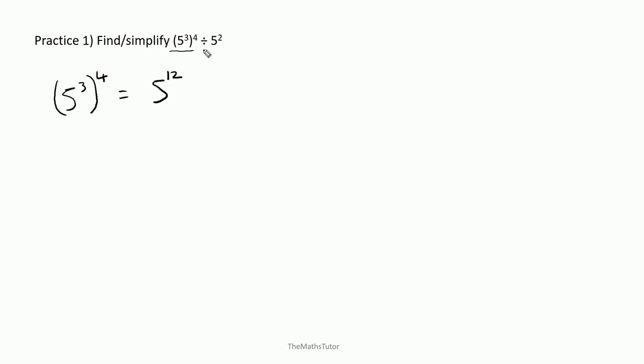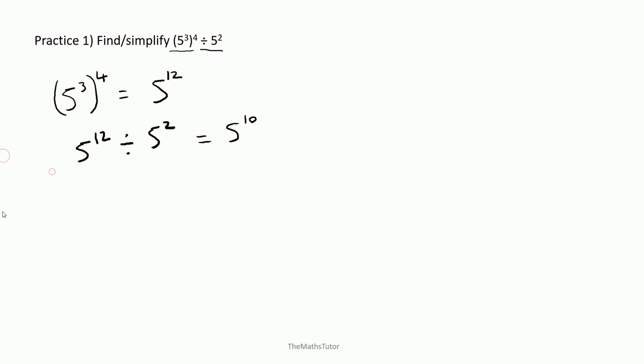And now I look at the second part. So we now have 5 to the power of 12 divided by 5 to the power of 2. So it's a divide, so you minus the powers, so this is equal to 5 to the power of 10. And as I say, this is more like something you might face in the exam, something a bit more complicated than what we've seen previously.